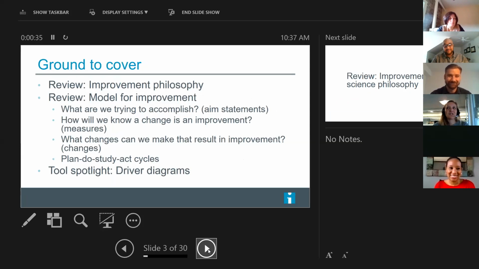So what I thought I would do is review and come back to improvement philosophy and the model for improvement, and then deep dive into the elements and the practical piece around aim statement, measures, changes, and then do a tool spotlight on driver diagrams. So please chat in and let me know what questions you have, whatever they might be, that would be helpful for you to continue to deepen your learning around improvement science.